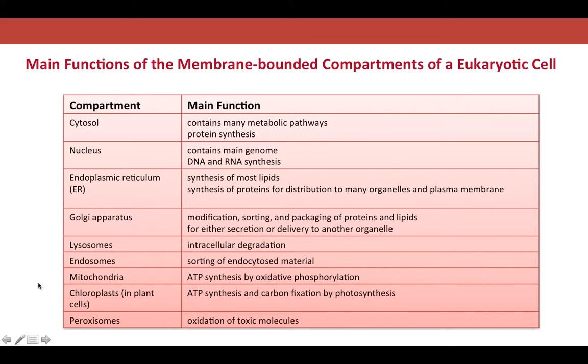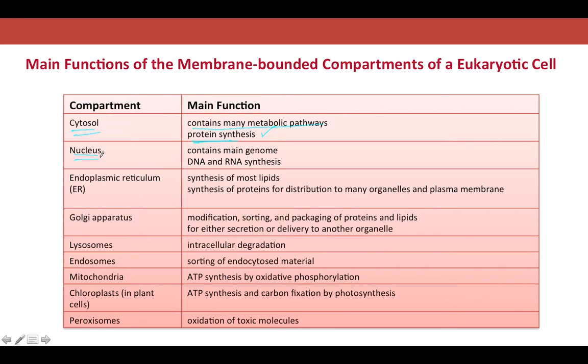Okay. Now, let's talk about it in a reverse way. We'll now talk about the different components that we have and the main function that they carry. We have already talked about some of them. We'll just revise them, and the ones that we have not talked about, we'll talk about in detail. So the first one we'll be talking about is cytosol. Now cytosol contains many metabolic pathways. It helps in the protein synthesis as well.